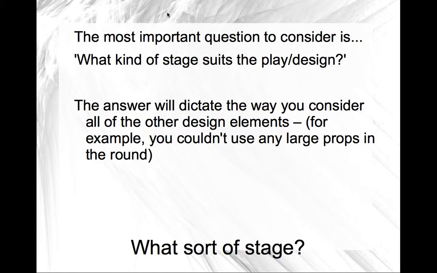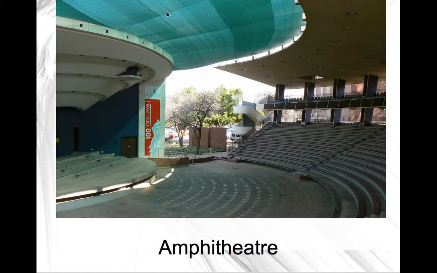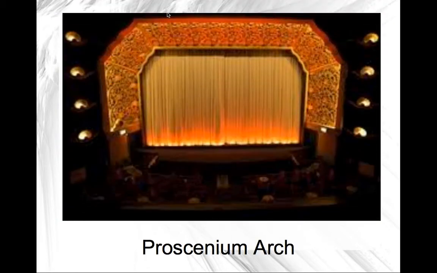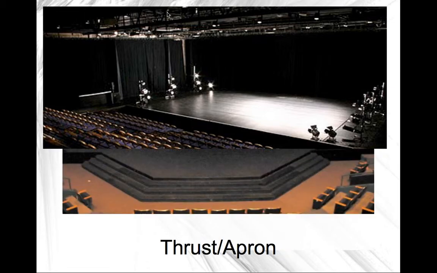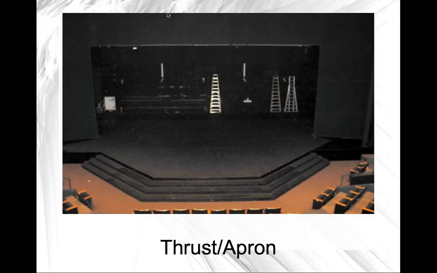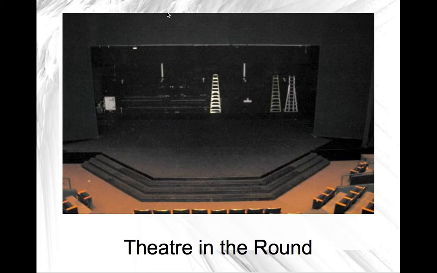I'm going to go through stage types incredibly quickly because you should know all these already. You've basically got amphitheatre, a proscenium arch. You can't get away with calling it a normal stage or something like that. It's proscenium arch. End on or open stage, like a proscenium arch with no archway, so it's harder to cover and hide various things. There's a proscenium arch with a thrust, sometimes referred to as an apron. Thrust is more aggressive than an apron, it comes out further. An apron is more like the lip, the curved area at the front of a stage.